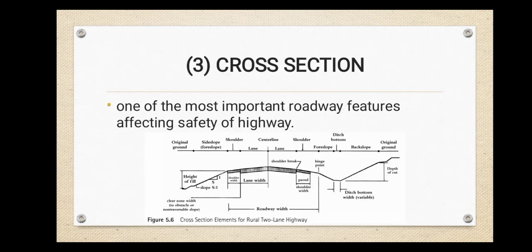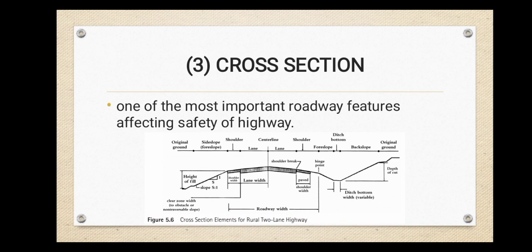Cross sections. One of the most important roadway features affecting safety is the highway cross section. The road may be constructed on an embankment or fill section or depressed below the natural grade. Cross-section elements including through and passing lanes, medians, and left turn lanes may be added when a two-lane road is inadequate, possibly improving both traffic operations and safety.